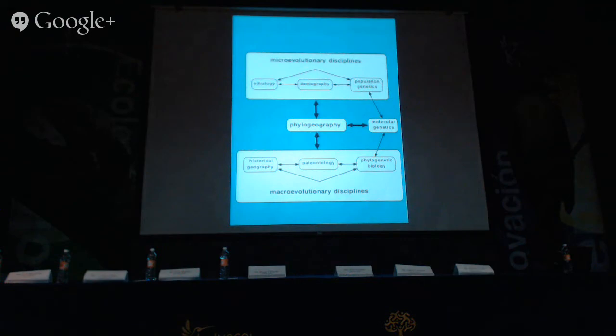So we sort of do a summary slide here. We've got the microevolutionary disciplines within species. We have behavior, population demography. We have traditional population genetics. And then we also have the macroevolutionary disciplines of historical geography, paleontology, phylogenetic biology. When I was in graduate school, these two arenas, microevolution and macroevolution, were largely distinct. There were very few connections between them.